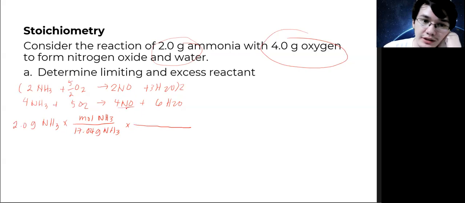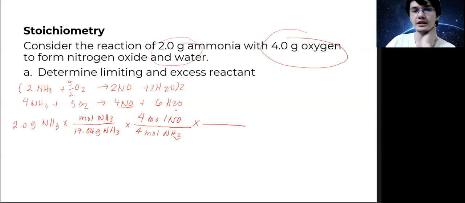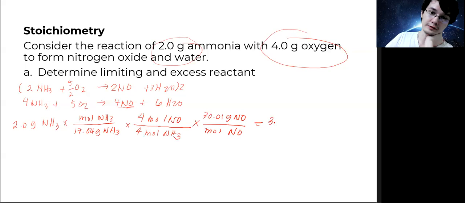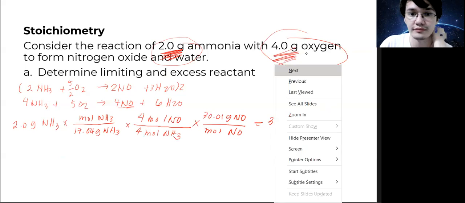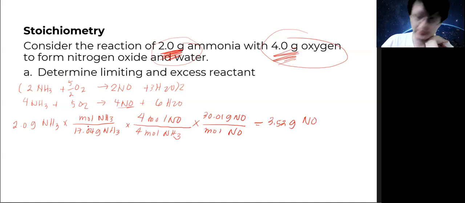So, we can use either product, but it depends on you. My choice is nitrogen oxide as my reference. So, we have 4 moles ammonia to 4 moles NO. Then we convert it into mass, 30 point, and we will get 3.52 grams nitrogen oxide. So this is what we can produce if our basis is 2 grams ammonia. Then if our basis is 4 grams oxygen, that is what we will use.